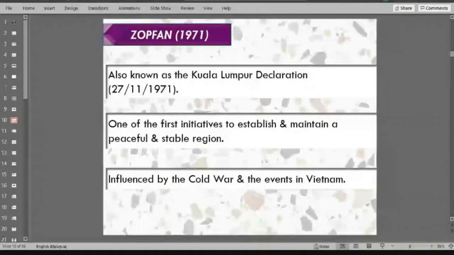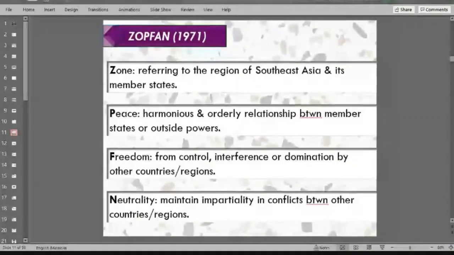So ZOPFAN is, as we have seen, an acronym for these different concepts. So the zone is a concept referring to not just the ASEAN countries, but the entire region of Southeast Asia. Okay? So the implementation of ZOPFAN would not just be limited to the ASEAN member countries. They want to apply ZOPFAN to the whole region of Southeast Asia, right?